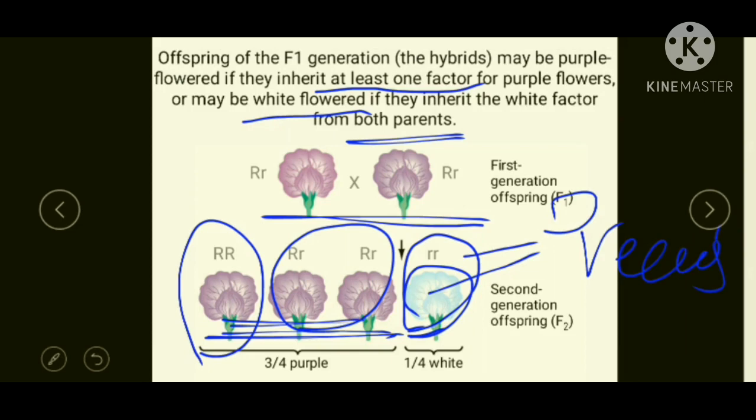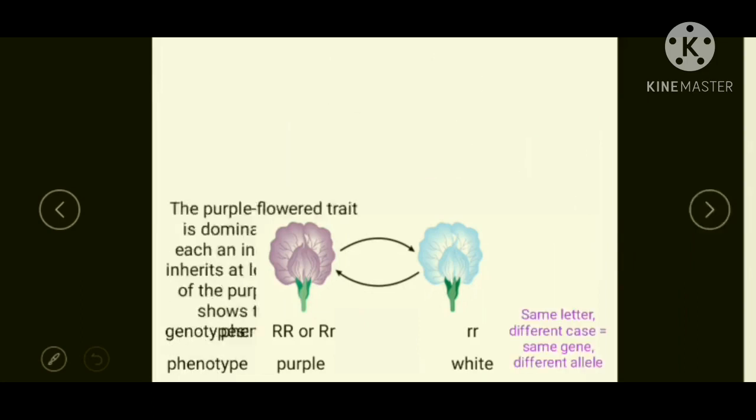The law of dominance concludes that to be dominant, an organism must receive at least one factor from one parent. But to be recessive, an organism must inherit 2 factors or 2 alleles from both parents, that is, from both mother and father. An organism must inherit 2 recessive alleles to be recessive. This is all about the law of dominance.